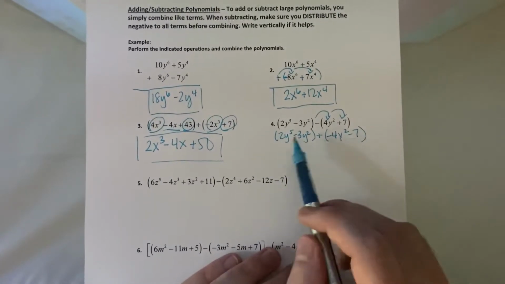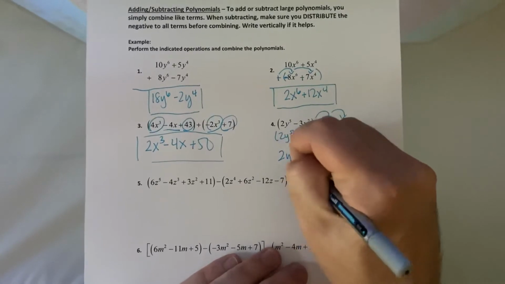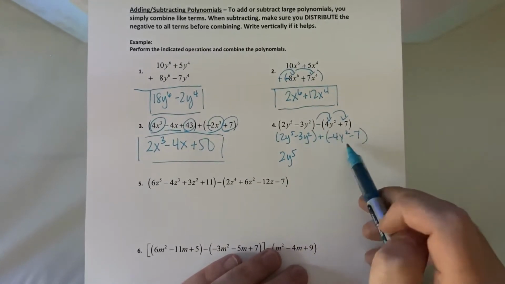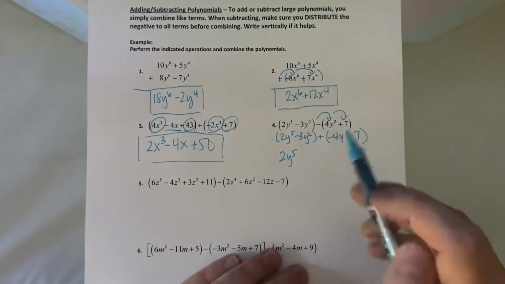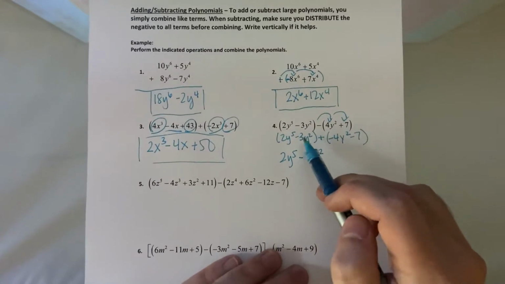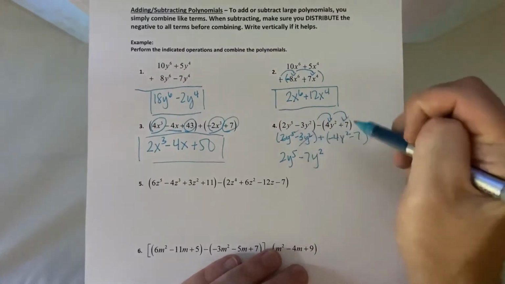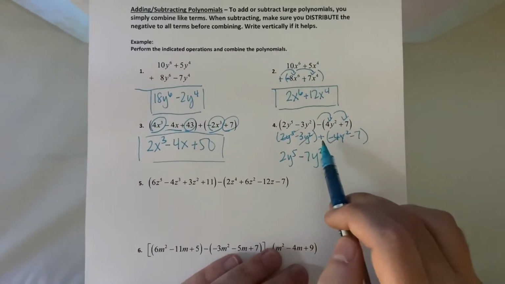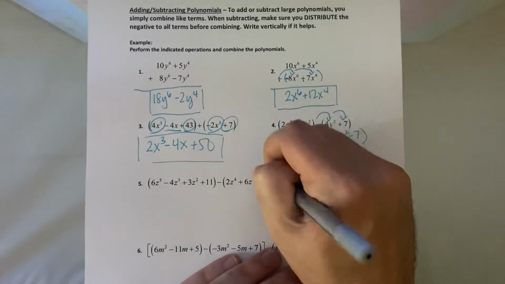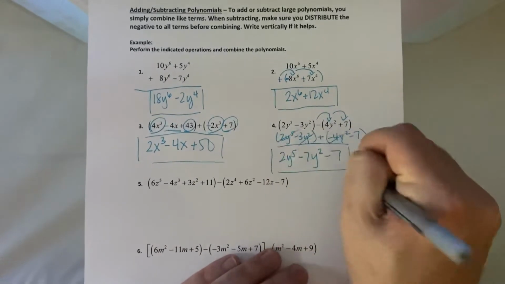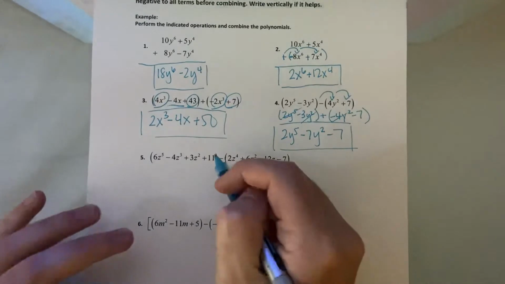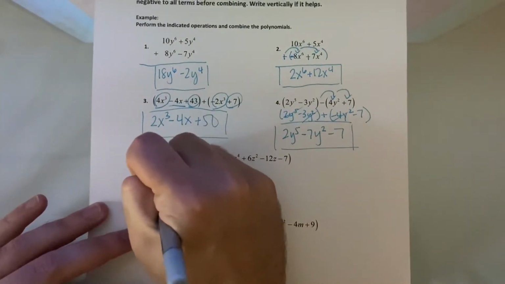2y to the 5th doesn't have anything to combine with, so we bring it down. Negative 3y squared plus negative 4y squared, negative 3 plus negative 4 is negative 7y squared. And then sometimes I like to cross it out as I go. And then this negative 7 is by itself, so we just bring it down. This is especially useful if we've got a bunch of terms, like number 5.